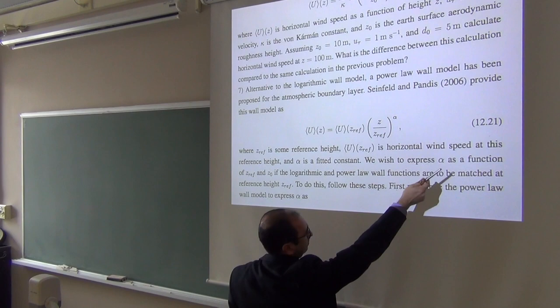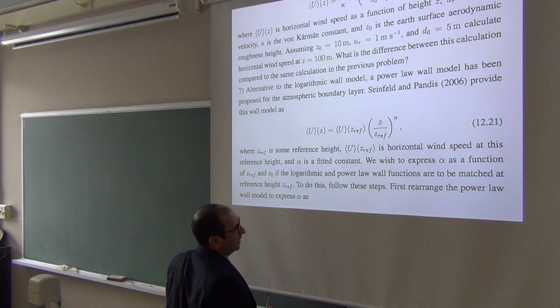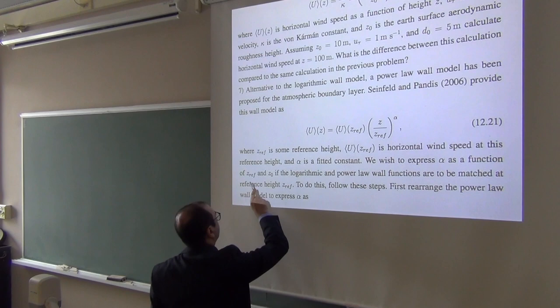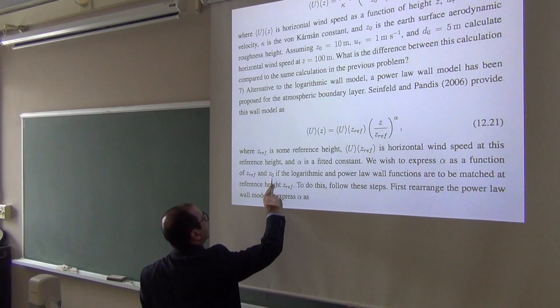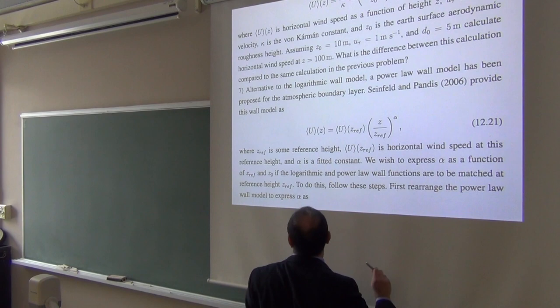Most often wind speed for atmospheric application. And then alpha is the power exponent, which needs to be fitted. The idea is to express alpha as a function of z ref, the reference height, and some other number z naught, also known as the aerodynamic roughness length, if the logarithmic and power law wall models are to be matched at a reference height z ref, okay?